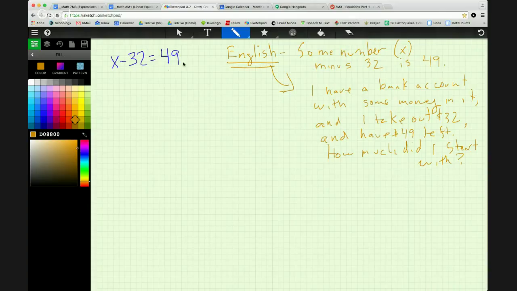At any rate, let's talk about two key concepts when we solve this. Solving, dash, key concepts.